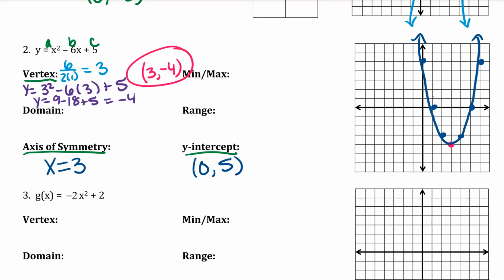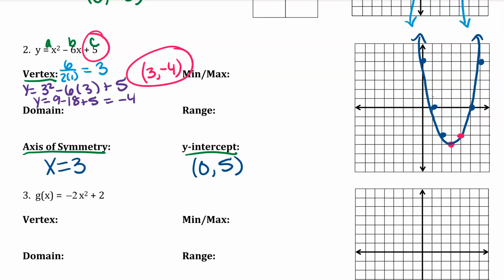So here's my work so far on number 2. I got 3, -4 for my vertex, and hopefully you got that too. I plotted it on my graph. My A value was just 1, so I was able to follow that 1, 3, 5 rule the whole time, which is great. And so then my axis of symmetry, remember, is the x part of the vertex. The y-intercept, I found it on my graph, but C is also the y-intercept. So that's where we're at.